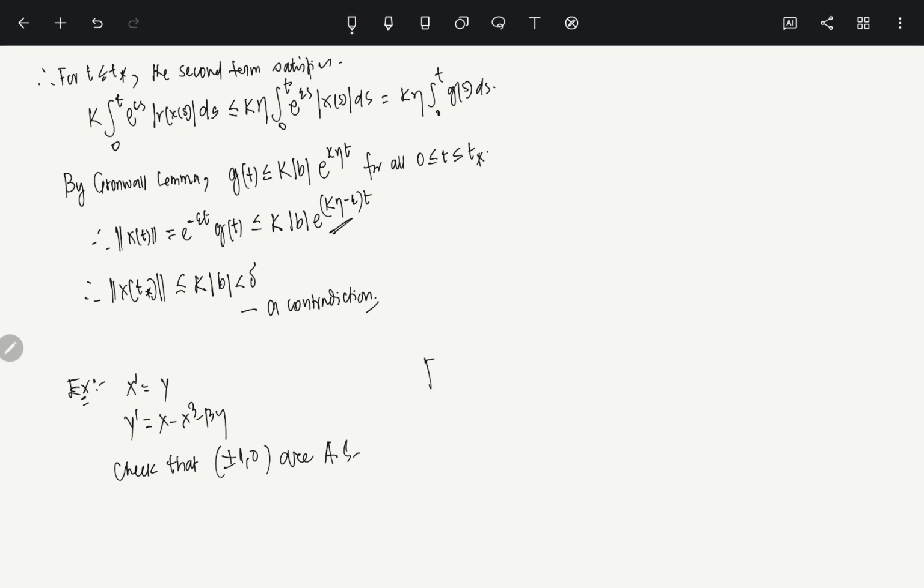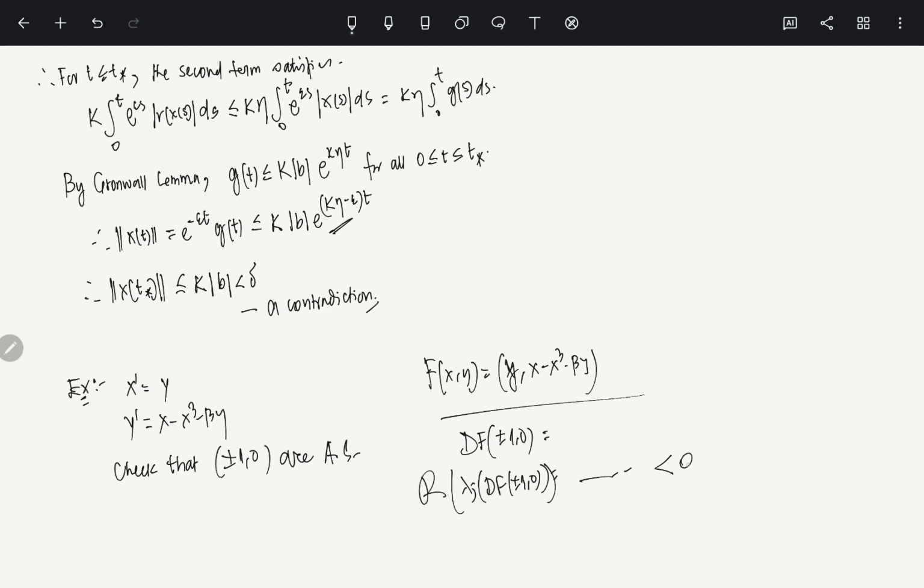What is f of x, y in this case? It is nothing but y and x minus x cube minus beta y. Just find out what is df and what is b star here, plus minus 1, 0. Once you do it, you can talk about the eigenvalues of df at plus minus 1, 0. Write down the eigenvalues. If the real parts of those eigenvalues are negative, then you know you can use this theorem to conclude the asymptotic stability. Is it okay? So you have to check this part yourself. Please do it yourself. And with this, I am going to end this video.